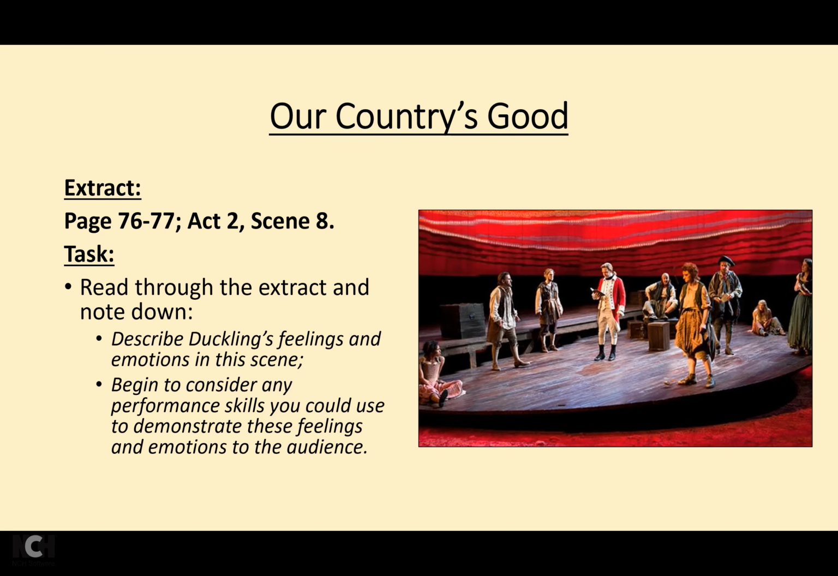You could talk about the circumstances. You could even mention the conflict that she feels, how this might contrast from other moments in the play. It's just really initial notes that summarise Duckling in that scene, but again, really linking it back to those feelings and emotions. And then begin to consider any performance skills that you could use to demonstrate these feelings and emotions to an audience. Now, you don't have to write these down necessarily, but if you can, it's only going to make your next task easier.